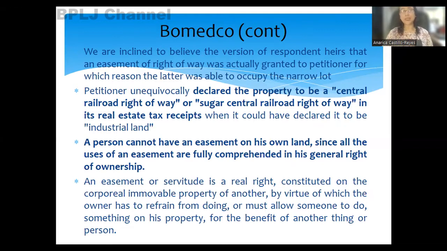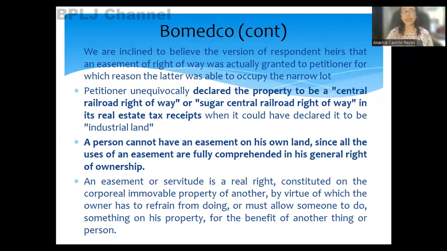A person cannot have an easement on his own land, since all the uses of an easement are fully comprehended in his general right of ownership. So it contradicted the claim of Bomedco that they are claiming ownership of the land through prescription, when they contradicted themselves by declaring the property merely as a right of way, which is definitely not a claim of ownership, because when you say right of way, it is a limitation on the right of ownership.